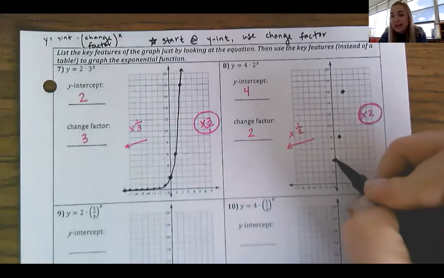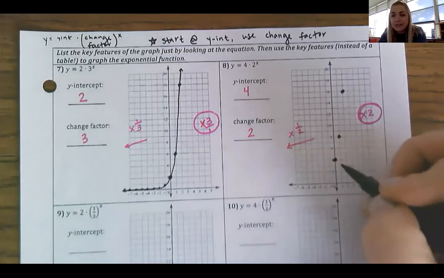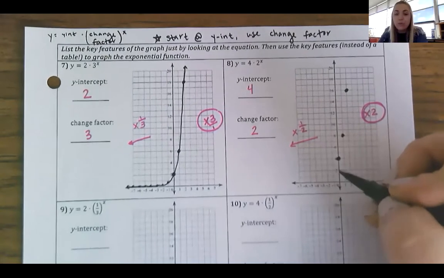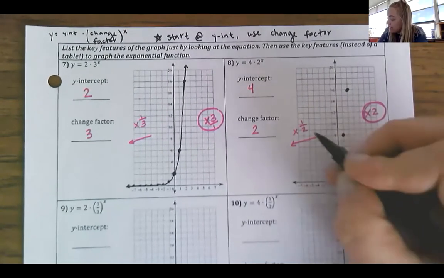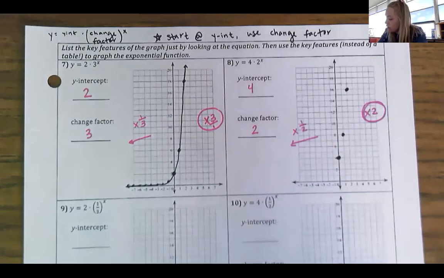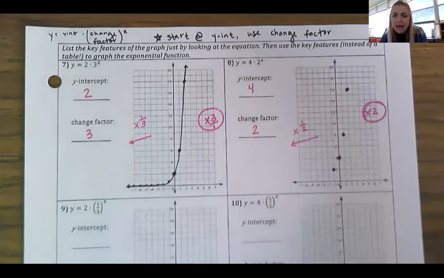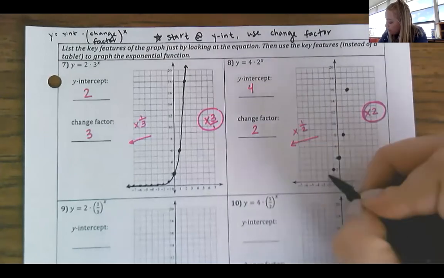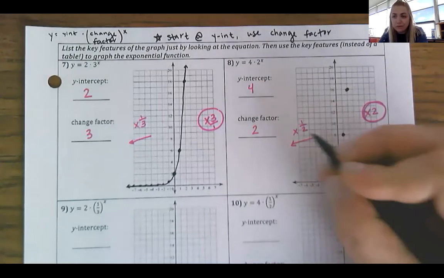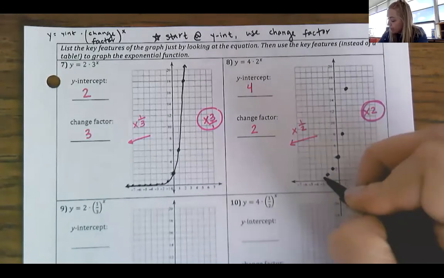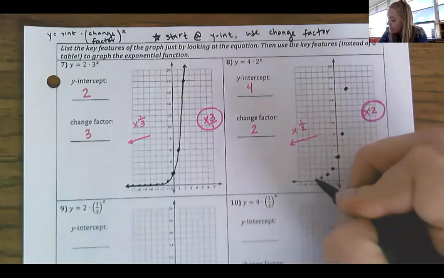I start at 4 again because it's in the center. And now I'm using the opposite of the change factor, that inverse, which is 1/2. So 4 times 1/2, what's half of 4? 2. Okay, now 2 times 1/2. What's half of 2? 1. Okay, now 1 times 1/2. What's half of 1? 0.5, 0.25, and then you get closer and closer and closer to 0.